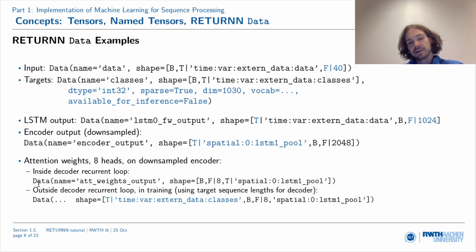Attention weights could look like that. Inside the decoder recurrent loop, you would have batch, feature as the number of heads, and then the encoder time dimension. Or when you calculate these attention weights outside the recurrent loop, you would get an additional axis, decoder frames, basically. And this is this axis here.